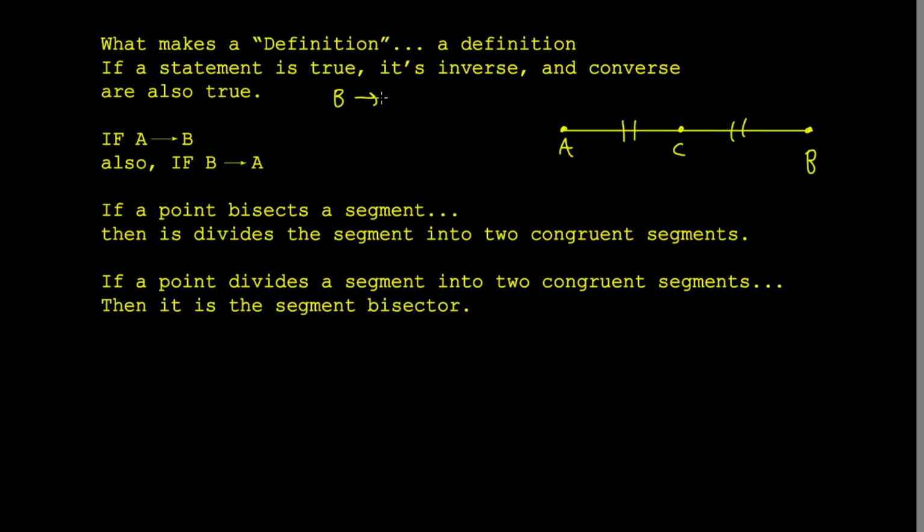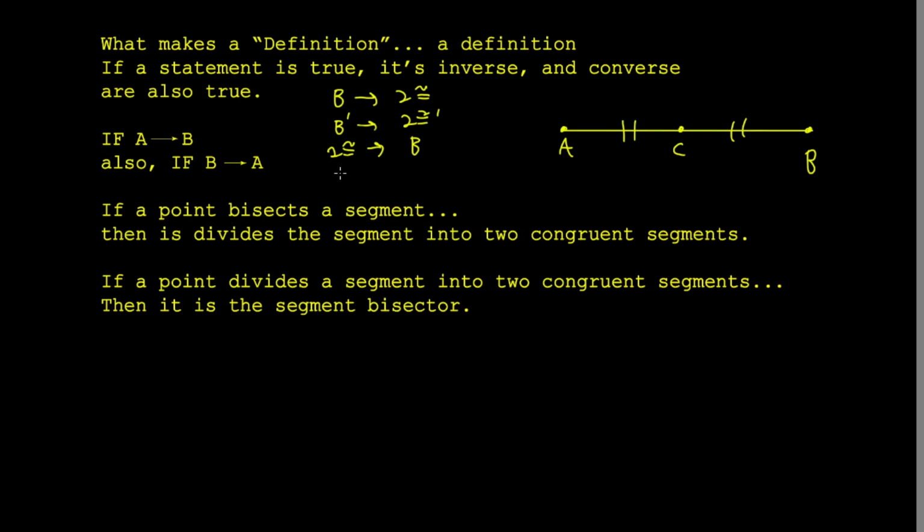If we have a bisector, we get two congruent segments. Now, if it is not a bisector, we do not get two congruent segments. That is the inverse. Now the converse. If a point gives us two congruent segments, it is the segment bisector.